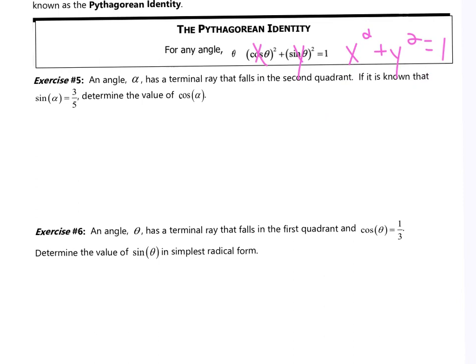So an angle alpha, again, we're dealing with Greek letters. It is alpha.